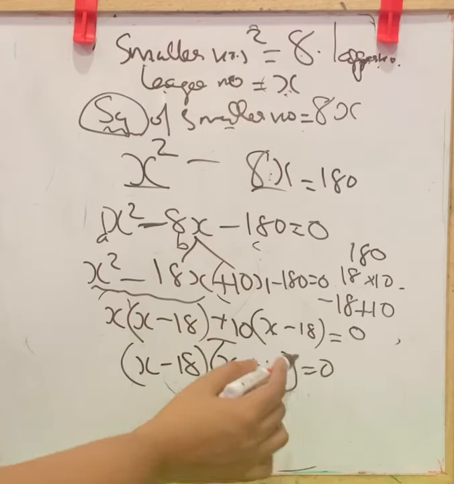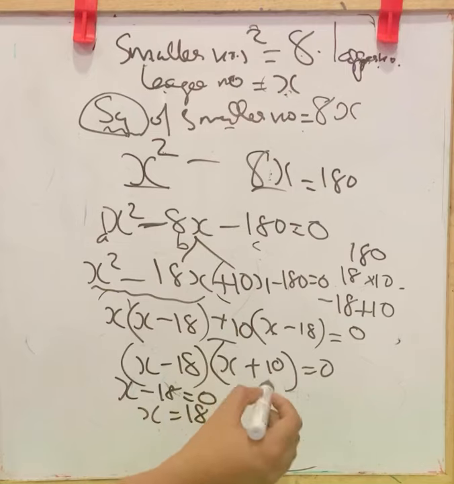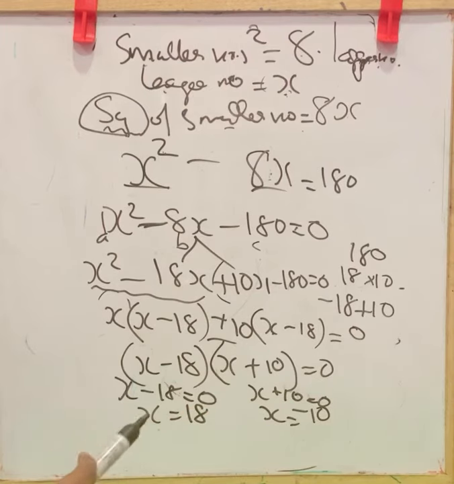Now equate each term to 0. That is x minus 18 equal to 0, from that x is equal to positive 18. Here x plus 10 equal to 0, from that x is equal to minus 10. So we got the values positive 18 and minus 10.